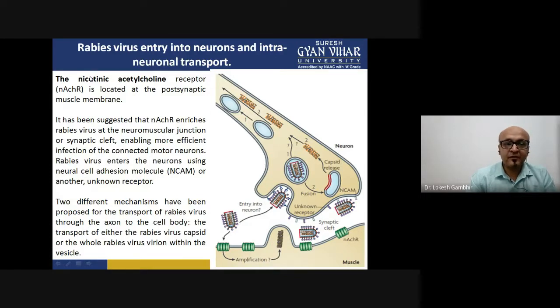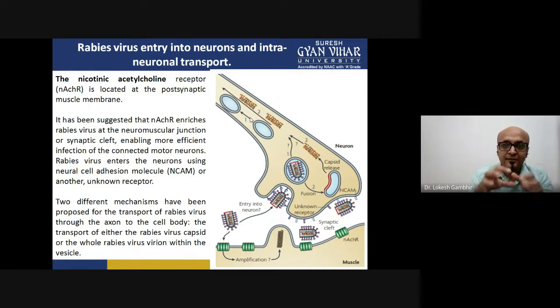This receptor, the nicotinic acetylcholine receptor, is vastly present at the neuromuscular junction, the synaptic cleft that we always study. In that synaptic cleft, when the rabies virus encounters this receptor and binds, it will gain entry inside the neuron by certain molecules called adhesion molecules. This entry allows the rabies virus to travel along the axon to the cellular body.